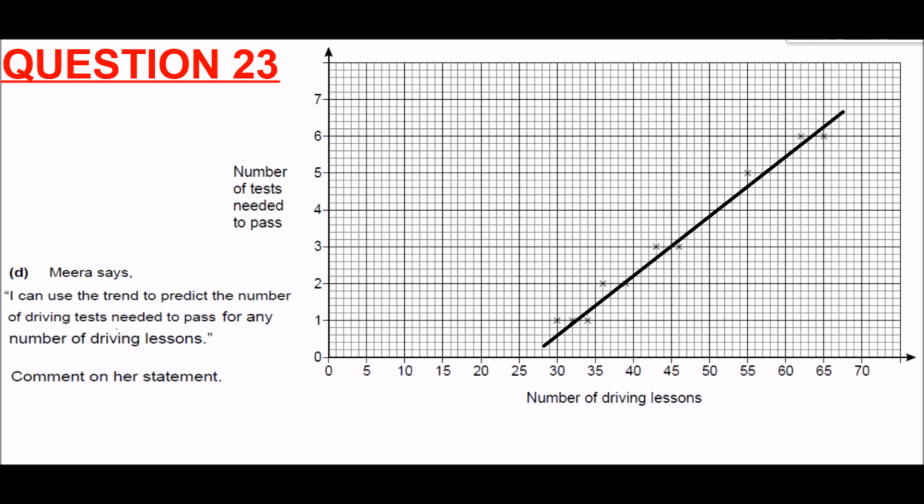Now, for part D, Mira claims that she can use this trend to predict the number of driving tests needed to pass for any number of driving lessons, and we need to comment on her statement. The main thing here is she's saying for any number. So she's implying that this trend can be used for any number of driving lessons, from 25 to 0 all the way up to thousands. So comment on her statement.